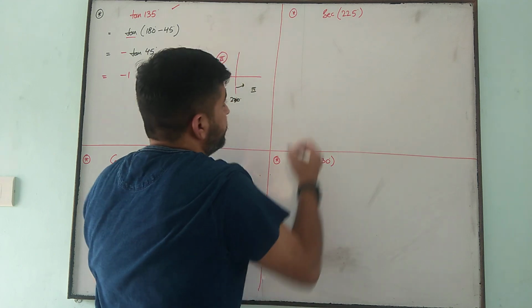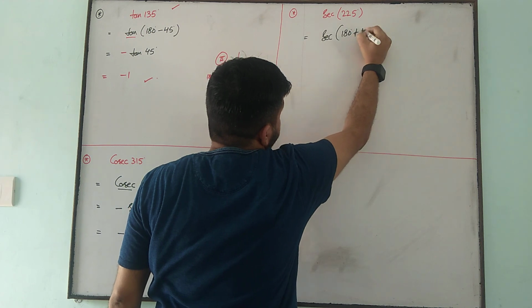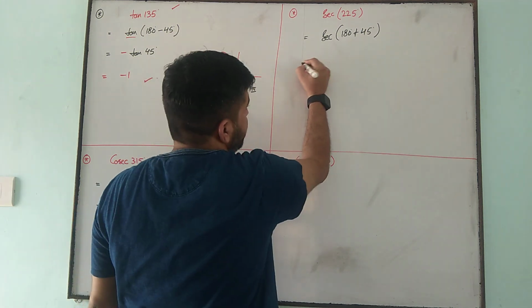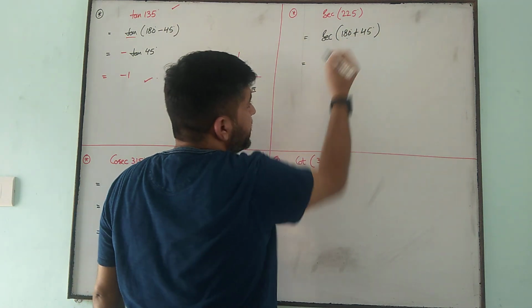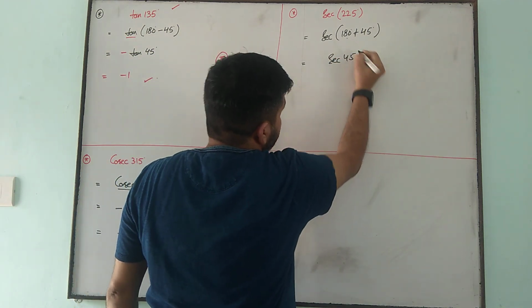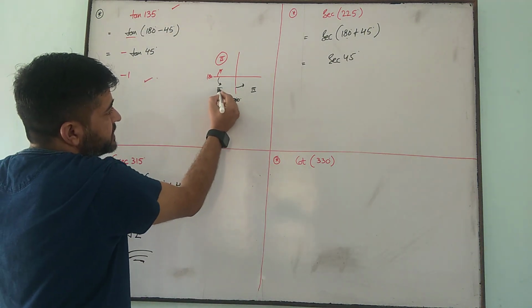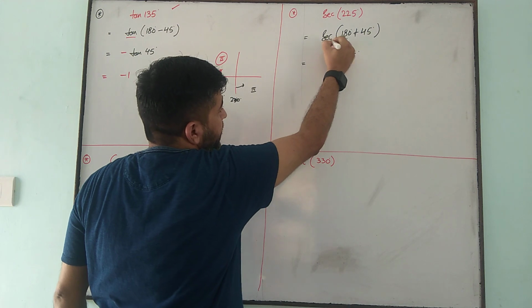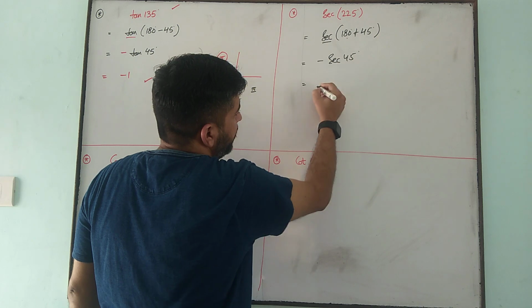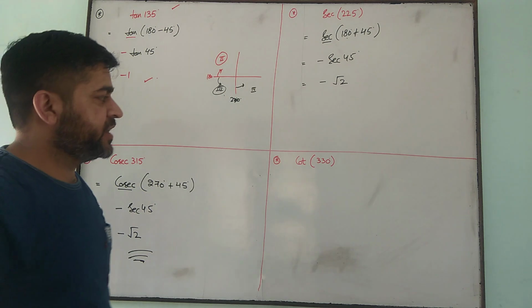Secant 225, we can write it as 180 plus 45. With 180, there will be no change. With 90 or 270 we have to change. So it is secant 45. Now see the quadrant of 180 plus 45. 180 plus 45 means it lies in the third quadrant, and in the third quadrant only tan is positive. So secant will be negative. Minus secant 45 is minus root 2, the value of secant 225.